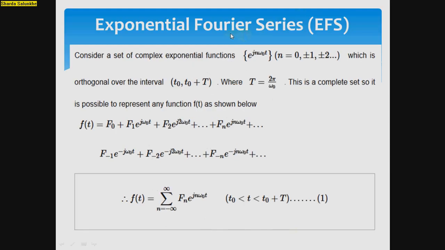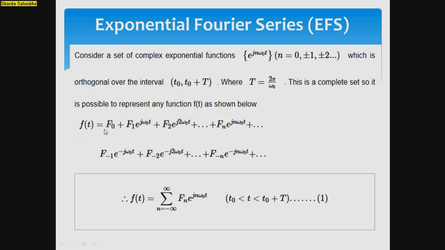The first series was the trigonometric Fourier series. The second series is the exponential Fourier series, EFS. The complex exponential function e raised to j n omega 0 t, where n is equal to 0, plus or minus 1, plus or minus 2, is orthogonal over the period t0 to t0 plus T, where T is the fundamental period, T equal to 2 pi by omega 0, and this complete set makes it possible to represent any function as shown below.